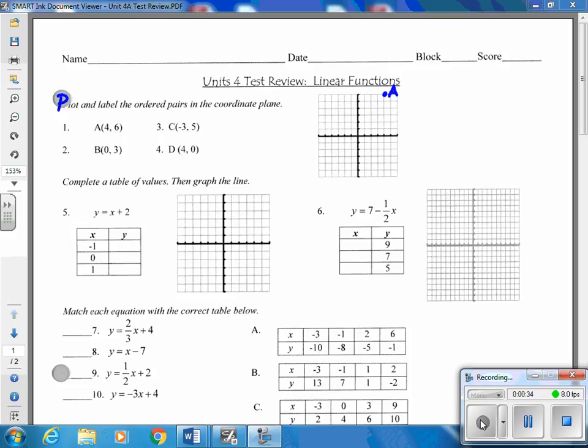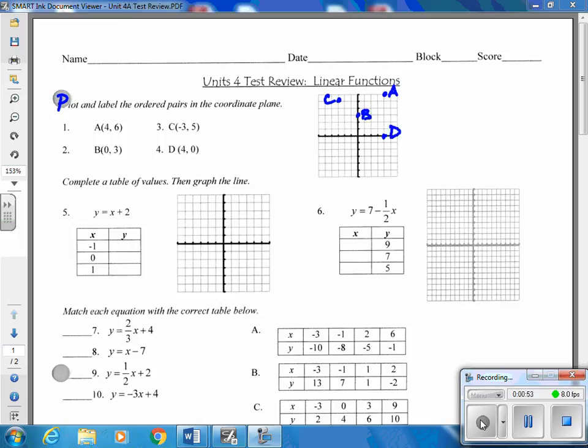And put letter A. Make sure you're labeling as you go. For letter B, it's 0, 3. Start at the origin, go up 3. There's letter B. For letter C, go left 3 and up 5, which should be there. And for letter D, 4, 0, you go right 4 and then stop. So that's letter D.